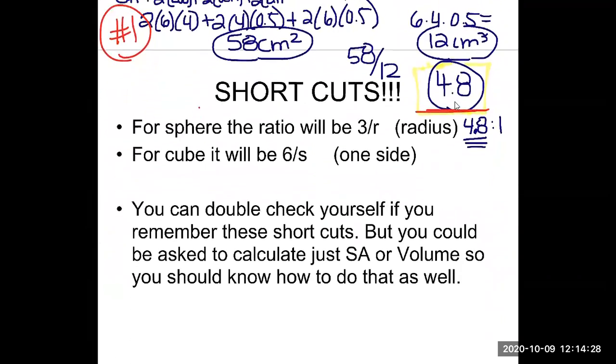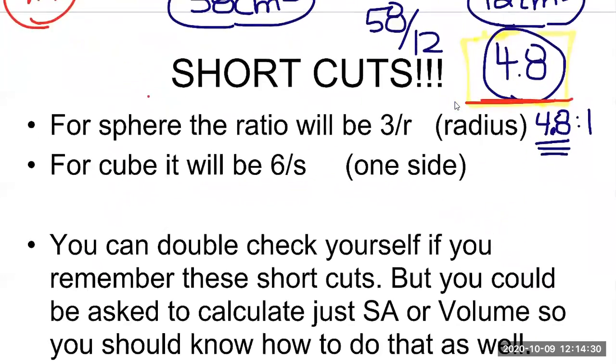Now, shortcuts, just a heads up, if you're good with math, you may have noticed that you could technically calculate the ratio for a sphere in 1 step. It's 3 over the radius. And you can calculate the ratio for a cube in 1 step as well. It's 6 over the length of one side. That's not necessarily going to save you a lot of time, because in some cases they may ask you just for the surface area or just for the volume. But if what they asked you for was the ratio, that would be a quick way to solve it, or even just to double check yourself and make sure that you did it right.